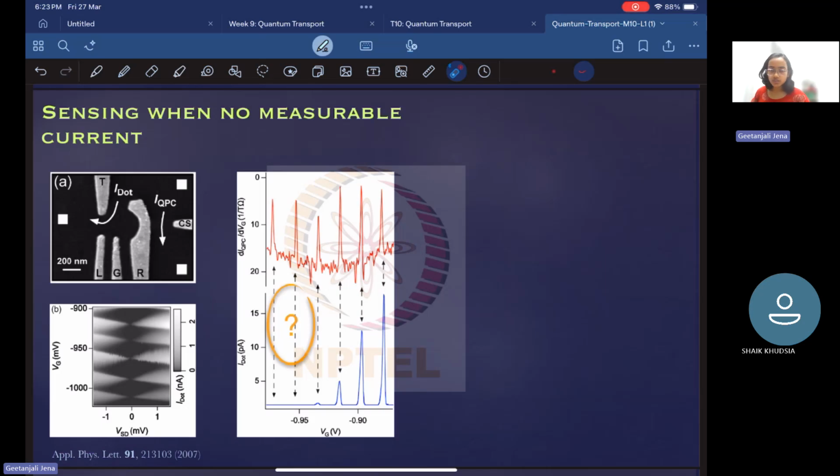And the second thing that you should notice is that when we increase the gate voltage in the negative direction, the current is gradually decreasing, and this is the low current region. But in this low current region, the change in conductance is still measurable by this quantum point contact. So this is the same conclusion, why we are using a quantum point contact as a current sensor.